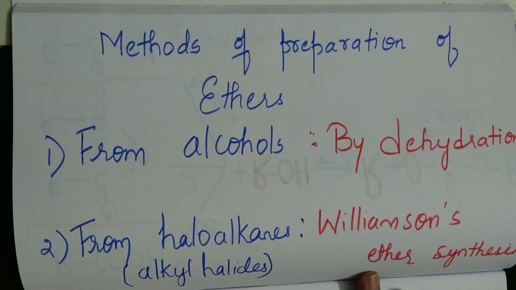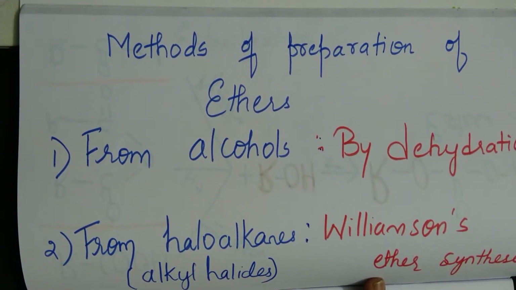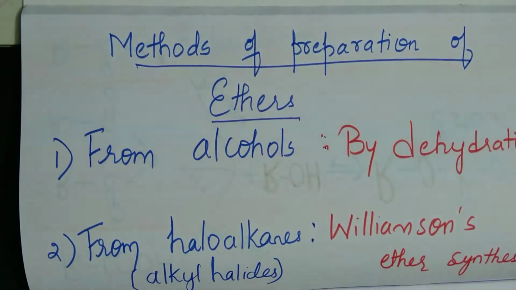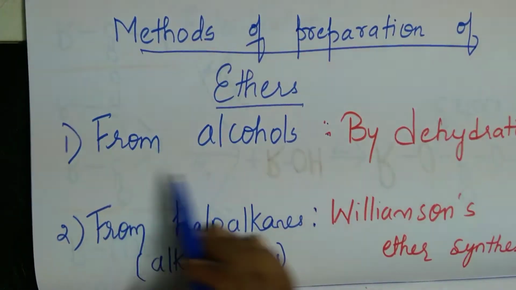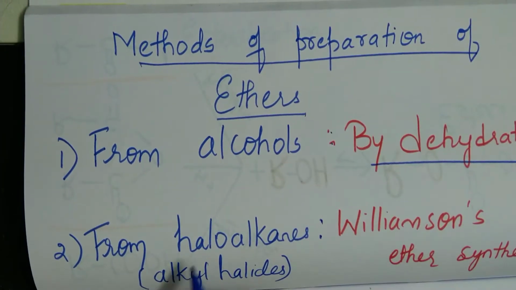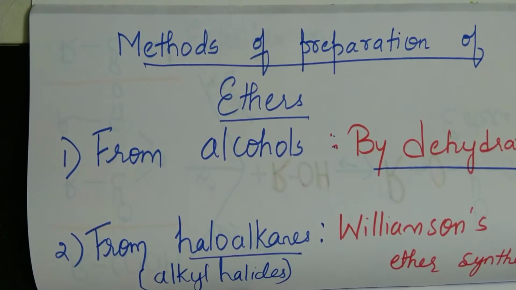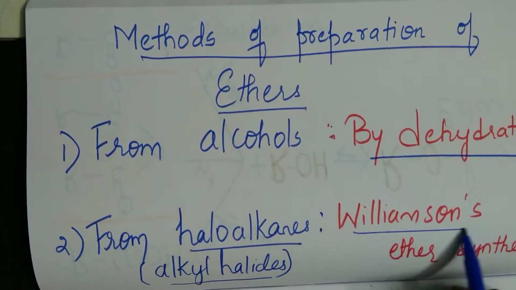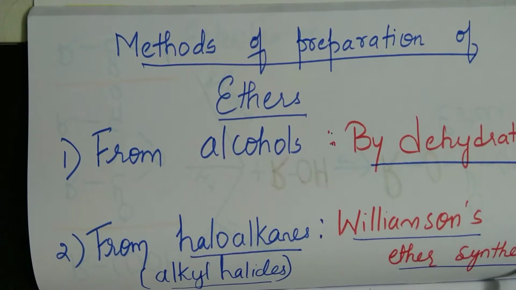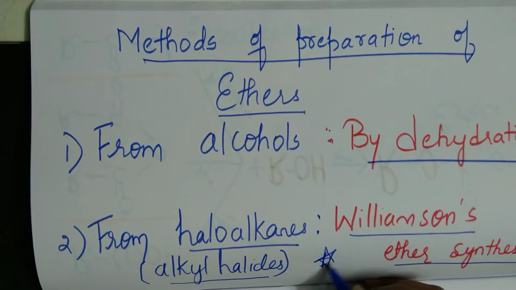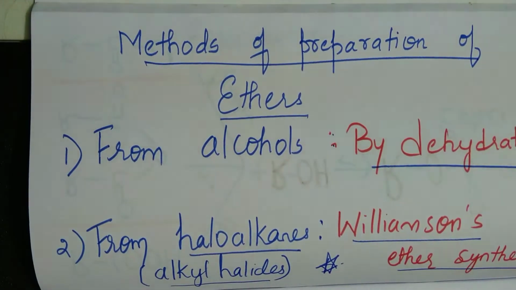Hello everyone, let us learn methods of preparation of ethers. There are two methods. First one from alcohols. How? By dehydration. And from haloalkanes, also called as alkyl halides, by which method? Williamson's ether synthesis. And this reaction is very important from board's point of view.